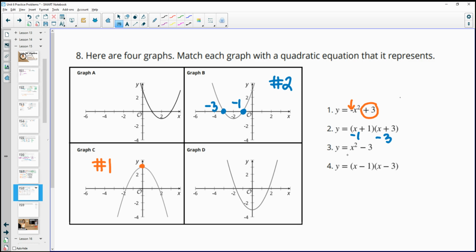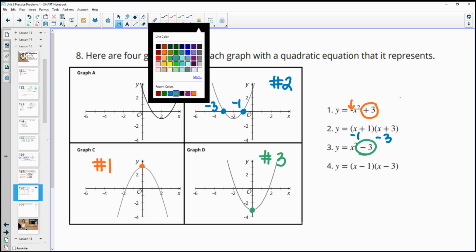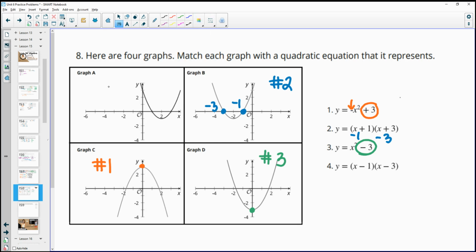Number 3 is in vertex form. It's just being moved down to -3. And then we see this is positive, so it's opening upward. So this one is going to have a y-intercept at -3, and that is graph D, which leaves graph A to be number 4. And we can just make sure. So 1 would make this 0, 3 would make this 0. So our x-intercepts would be at 1 and 3, which checks out.